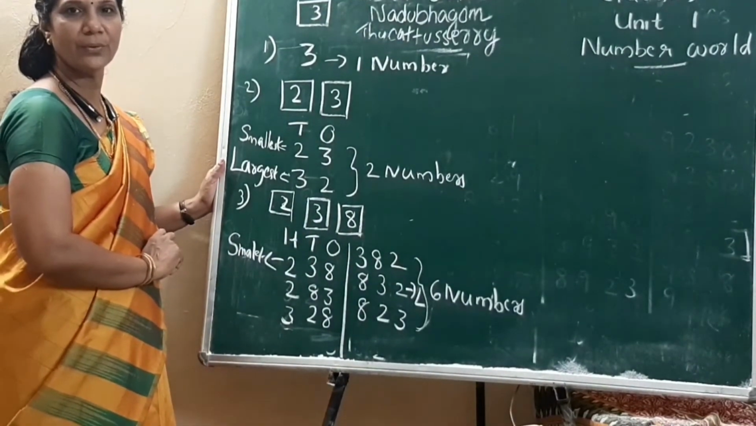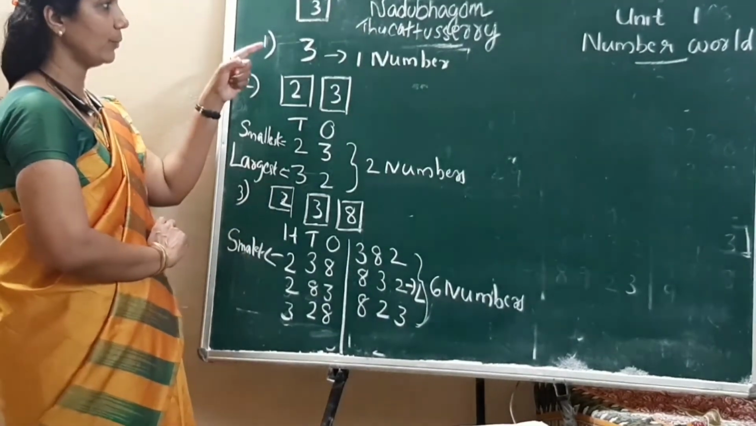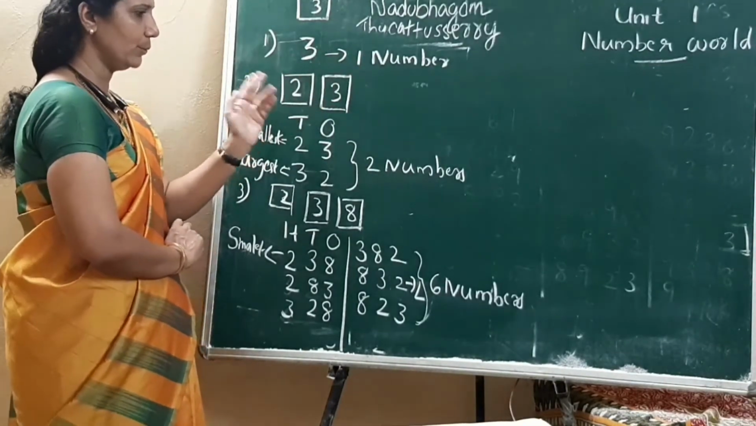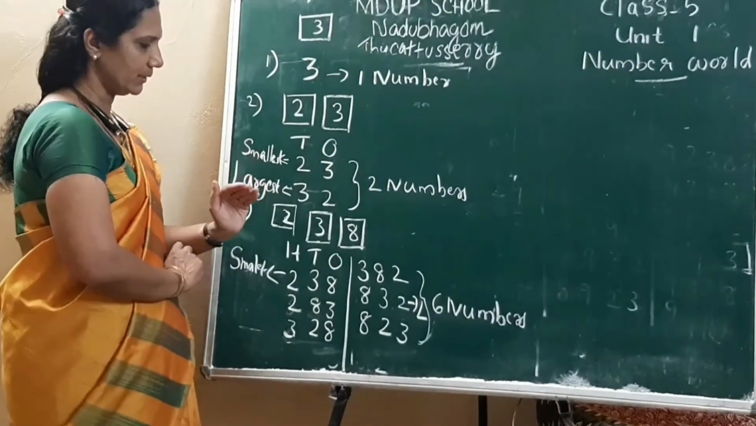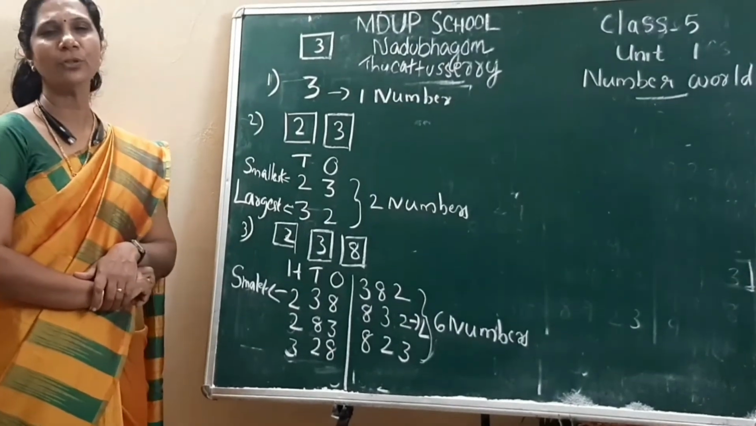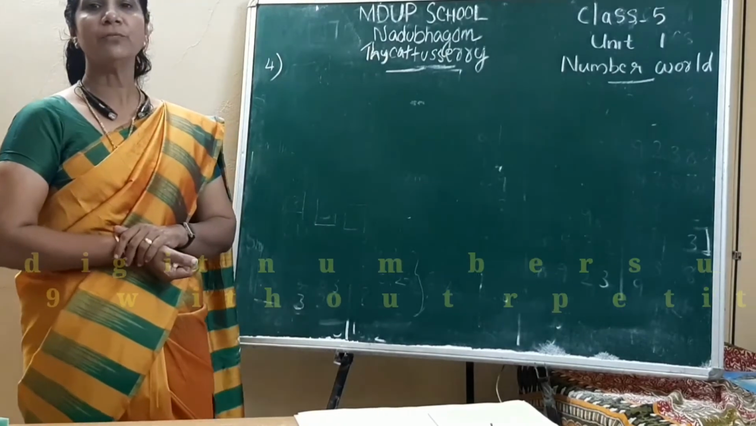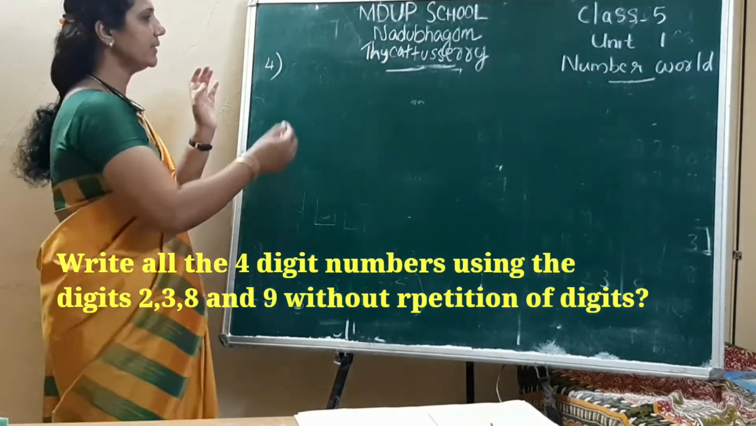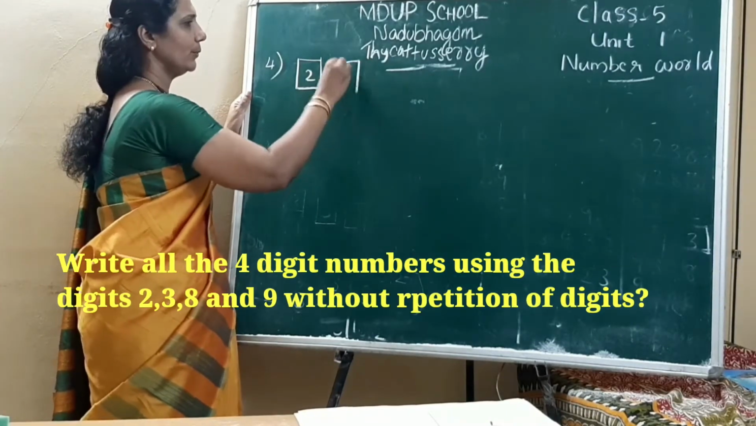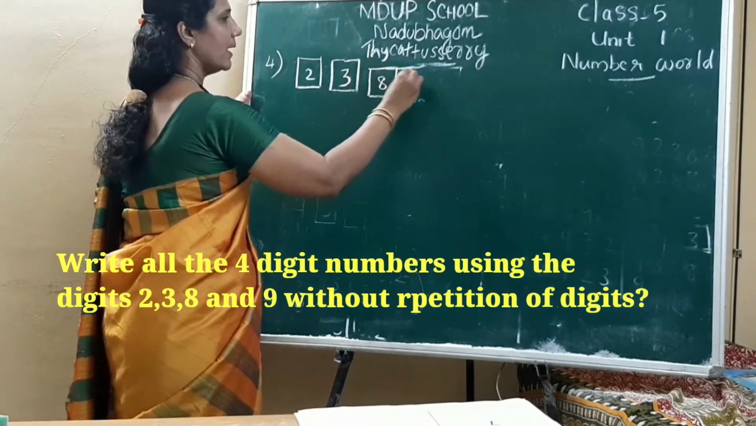Okay, all of you. Here we have discussed three problems. The first problem, using one digit, we have only one number. Using two digits, we have two numbers. Using three digits, we have six numbers. Now let us move to the fourth problem. Write down all the four-digit numbers using the digits 2, 3, 8 and 9.